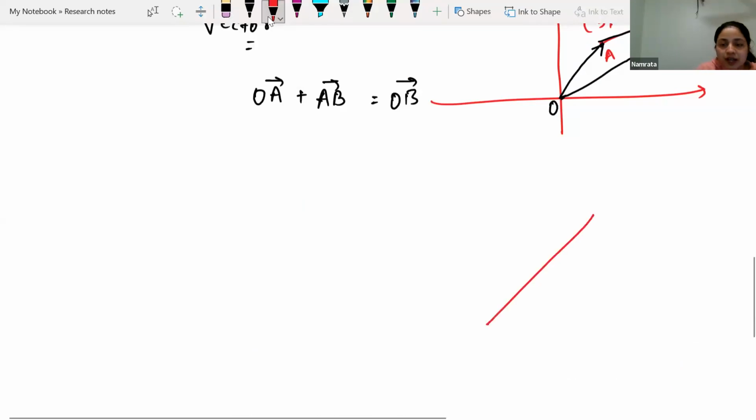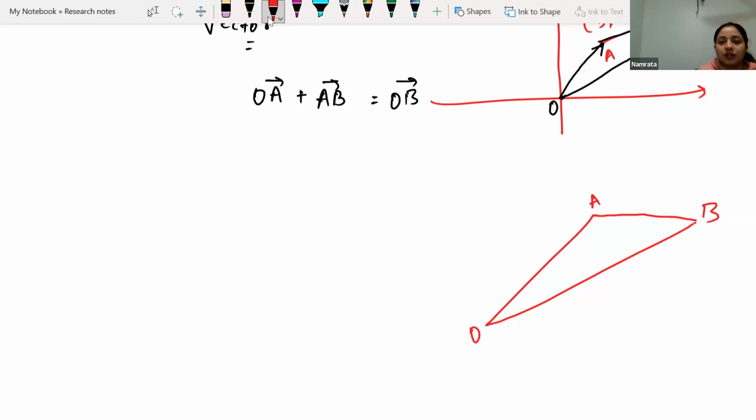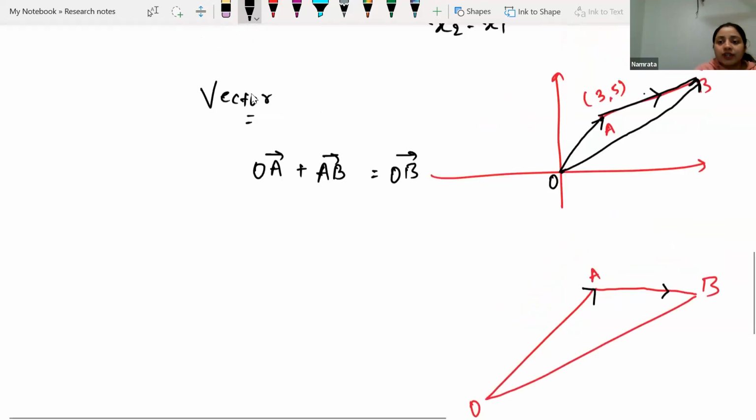Here we are having the triangle OAB. This is how we are having our triangle over here. Now, just see the arrows. Here we are having an arrow like this, then here we are having an arrow like this. So two sides, OA and AB. Can you see it is following the pattern: OA plus AB will be equal to the resultant vector.